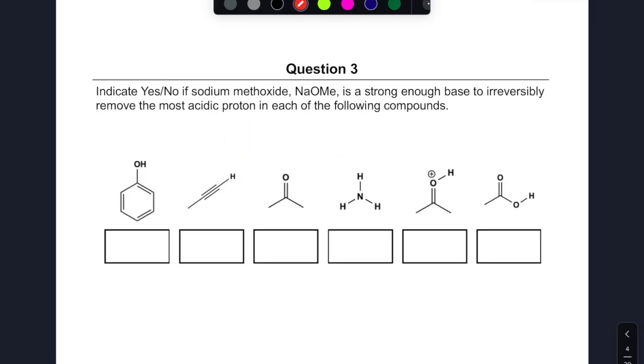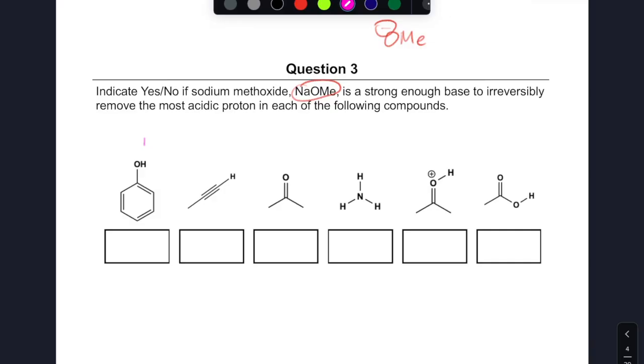So for this question, we're asked to indicate with a yes or no if sodium methoxide, so remember that's our OMe minus, the base that we're considering, is a strong enough base to irreversibly remove the most acidic proton in each of these compounds. So step one is let's identify which proton we're probably talking about. So here it's this OH, this is the CH right here, this would be one of these CHs over here, this is the NH, this OH, and this OH. Those are the centers we're dealing with.